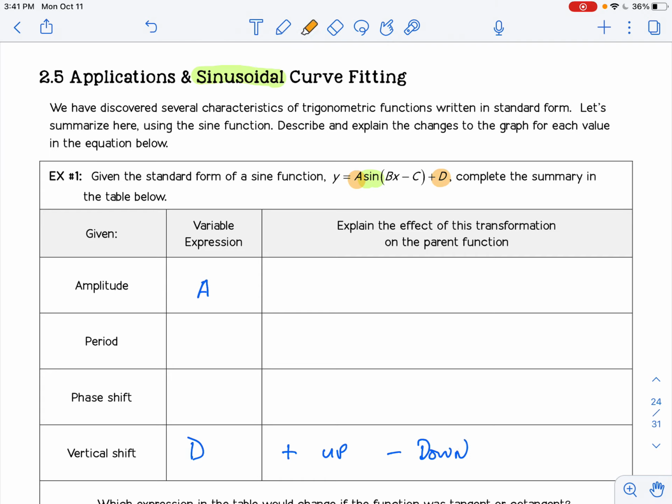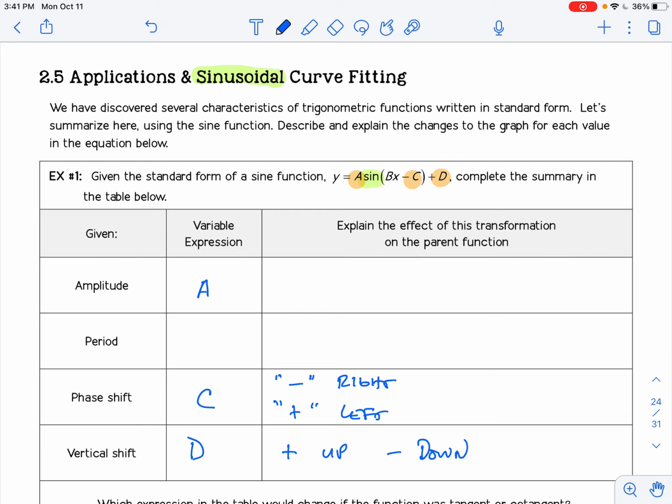In the middle here, we have C. C is something called the phase shift. Now, if you remember, everything inside is counted backwards. So the only thing about C, if you remember, is that if it's a subtraction sign, subtraction is going to move right, and addition is going to move left. So it's just counterintuitive there. I think we covered that.